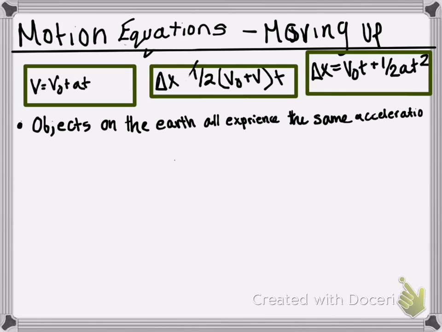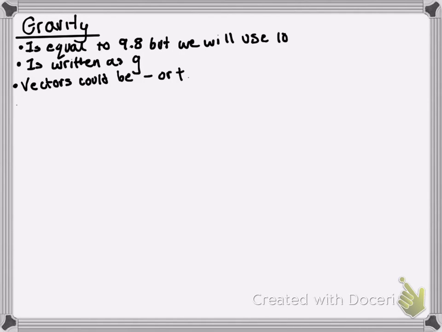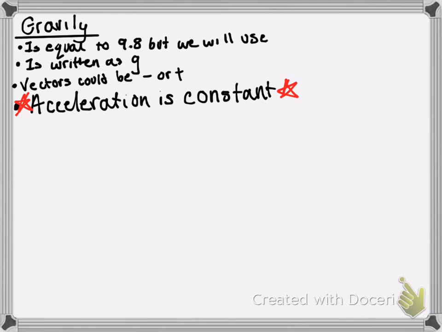All objects on the earth experience the same acceleration, called gravity. Gravity is equal to 9.8, but we will use 10 in this class. It is written as g. Its vector could be negative or positive depending on whether you say that the ground is positive or up is positive. And acceleration will always be constant because gravity is a never-changing force, and it will always be 10 in our class, or 9.8 in other places.